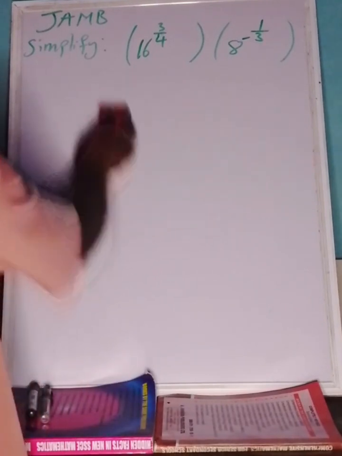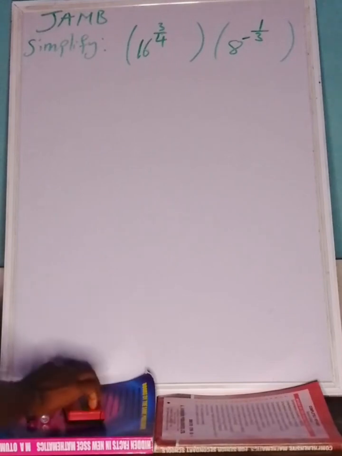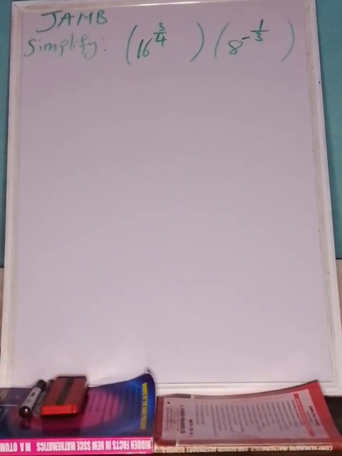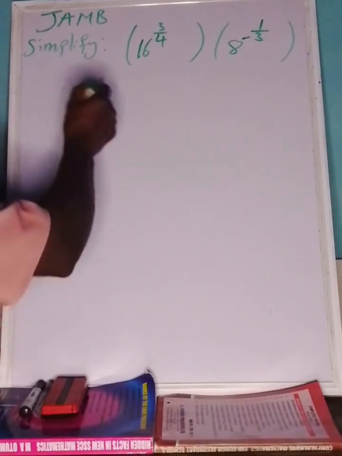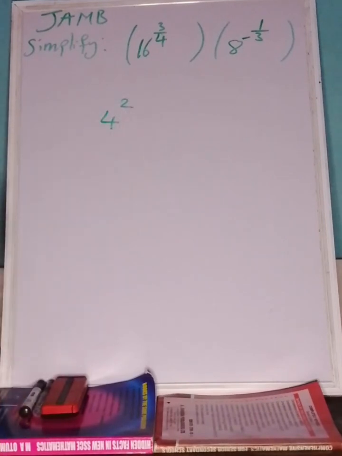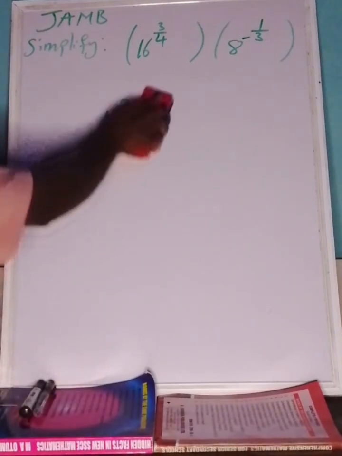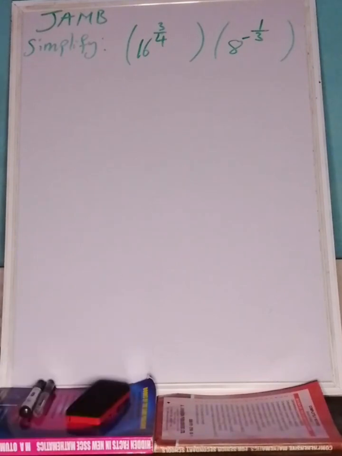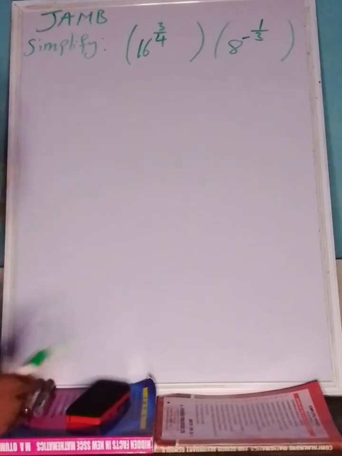So this is copied from JAMB past question papers, and I want us to solve it briefly. This is fractional indices. If you have 4 raised to power 2, this is not a fractional index because the power is not a fraction. But what we are having on the board, the powers are fractions. And even to make it more complicated, one of the powers is in negative form.